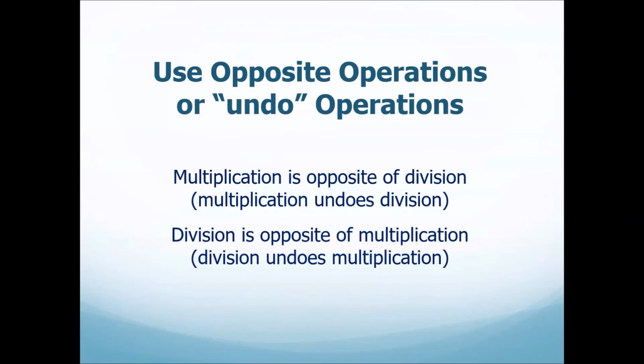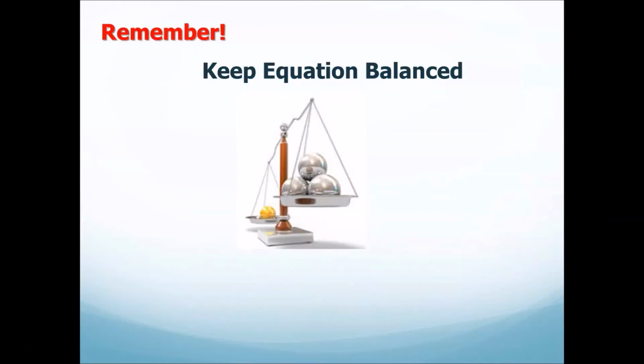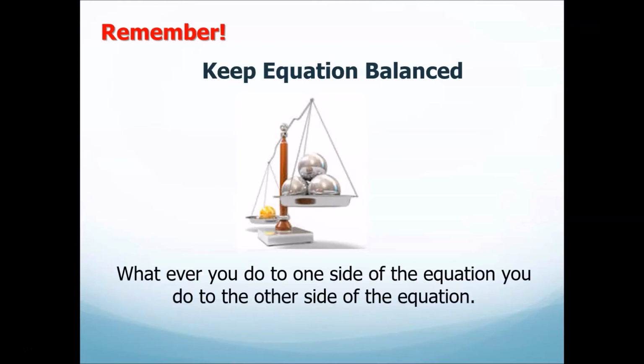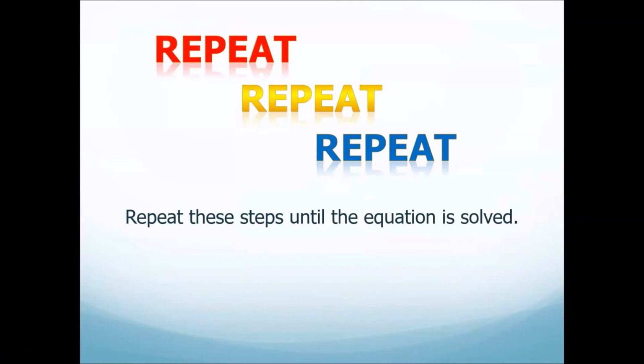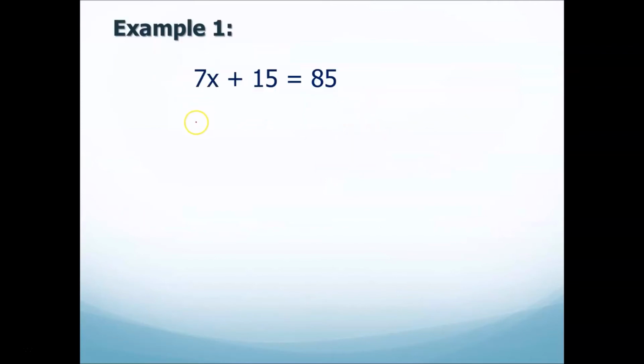And to undo the operations, remember that multiplication is the opposite of division. So multiplication undoes division, and division is the opposite of multiplication. So division undoes multiplication. Now don't forget to keep the equation balanced at all times. So whatever you do to the left side, you also have to do to the right side of the equation. Just consider the steps that we have mentioned earlier. If it requires more than one step, then we have to repeat and repeat until the equation is finally solved. So let's try this example.